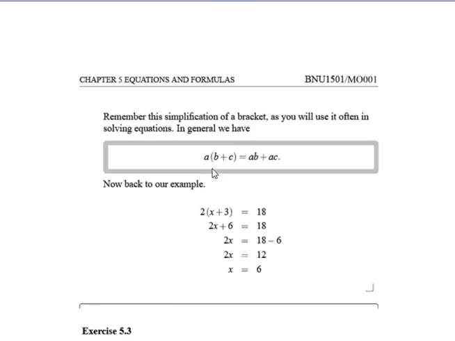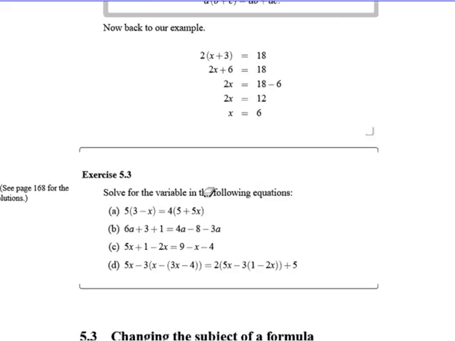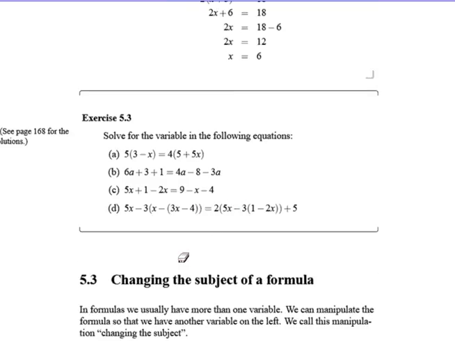So now, if you look at exercise 5.3, A is pretty much straightforward. Multiply the 5 into the bracket, multiply the 4 into the bracket. B is very straightforward because all you have to do is move your variables and then add or subtract. C is the same as B.